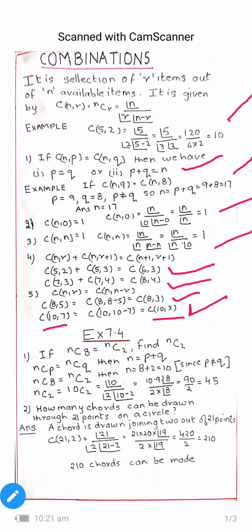Now we are starting with exercise 7.4. If nC8 is equal to nC2, then find the value of nC2. nCp is equal to nCq, then n is equal to p plus q by property. Now nC8 is equal to nC2, then n is equal to 8 plus 2, is equal to 10. Since p and q, that is 8 and 2, are not equal, so we are left with n is equal to 10. So let us put n is equal to 10 and find out nC2.